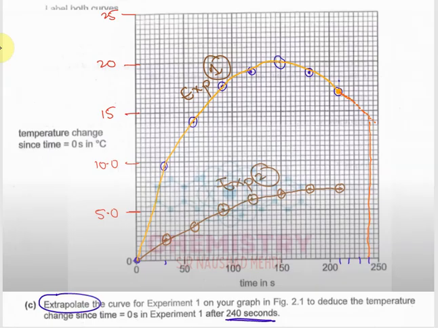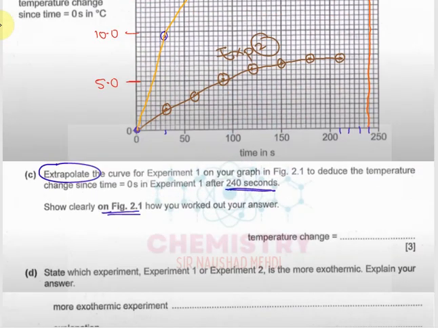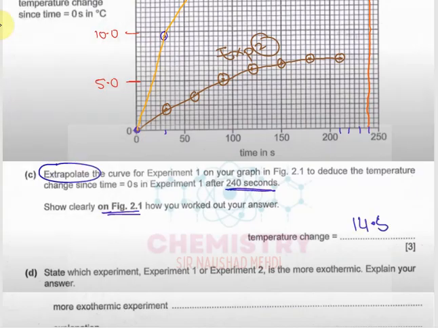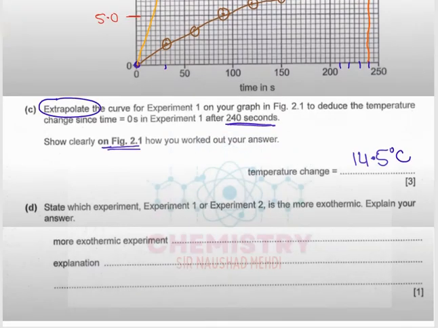So if you take out the reading at around 240, it's coming out to be almost around 14 or 14.5. So here the temperature change would be 14.5 degrees centigrade. Okay, state which experiment, number 1 or number 2, is more exothermic and explain your answer.